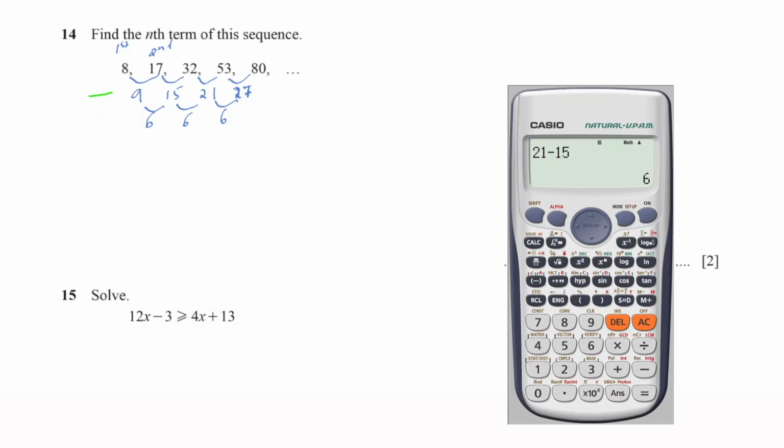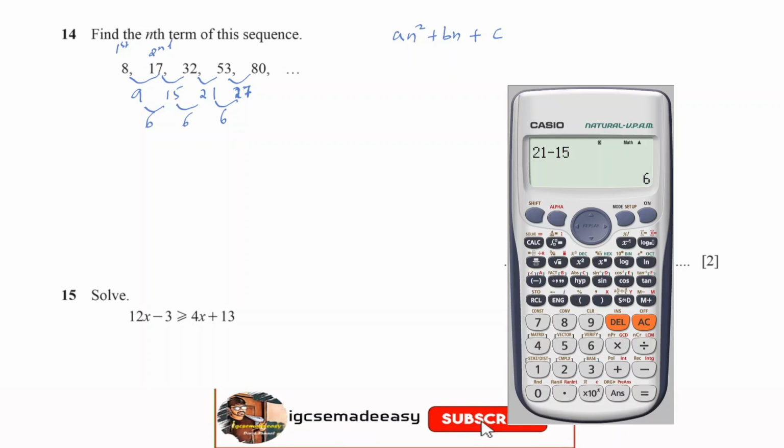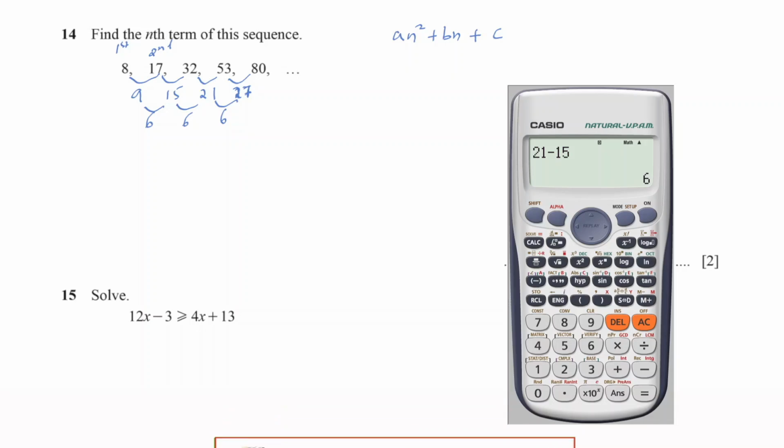Okay, so for solving a quadratic sequence, the formula that we'll be using is an squared plus bn plus c. This is the quadratic nth term that we will be using. To find a, b and c from this nth term, we have to use one method.